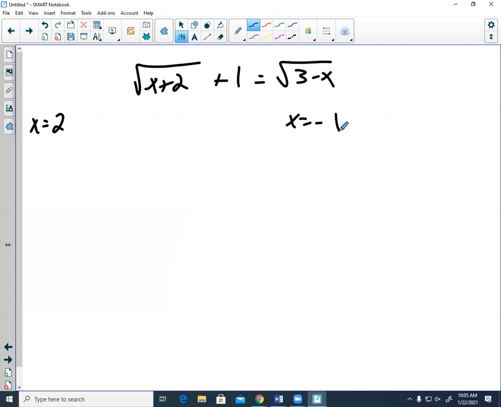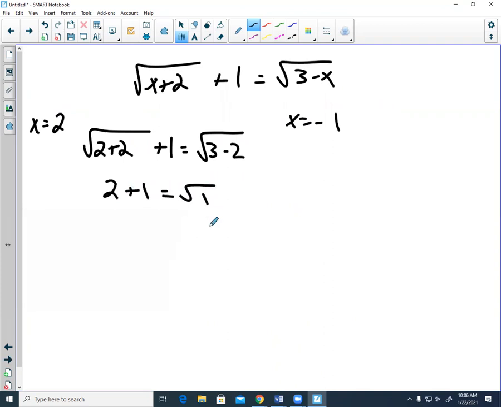Okay? So when I test those to make sure that they work, I am just plugging x in and solving to see what happens. So I'm going to plug 2 into here. So I'm going to get the square root of 2 plus 2 plus 1 equals the square root of 3 minus 2. So the square root of 2 plus 2 is 4, or the square root of 4. So this is 2 plus 1 equals the square root of 1. So 3 equals 1. This one does not work.